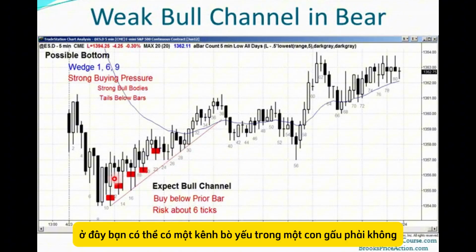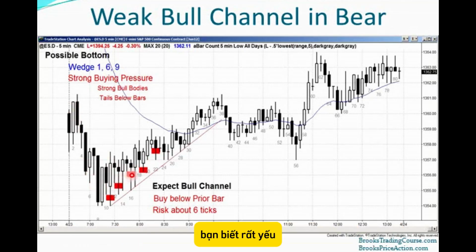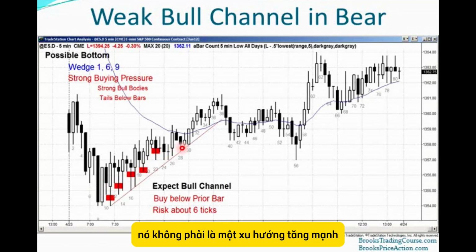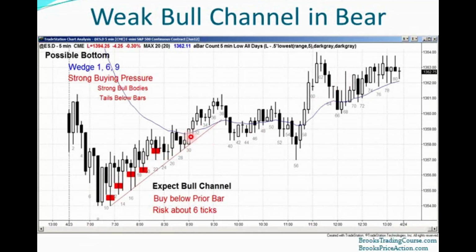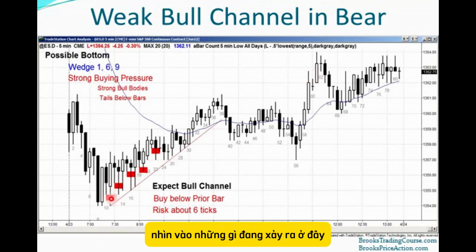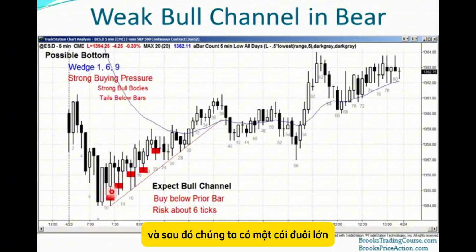Here you can have a weak bull channel and a bear, right? You have a bear trend, and this channel looks very weak. It's not a strong bull trend. But look what followed. We ended up with a pretty decent bull trend. Look at what's going on here. We're falling below the lows of the prior bar, and then we're getting a big tail.